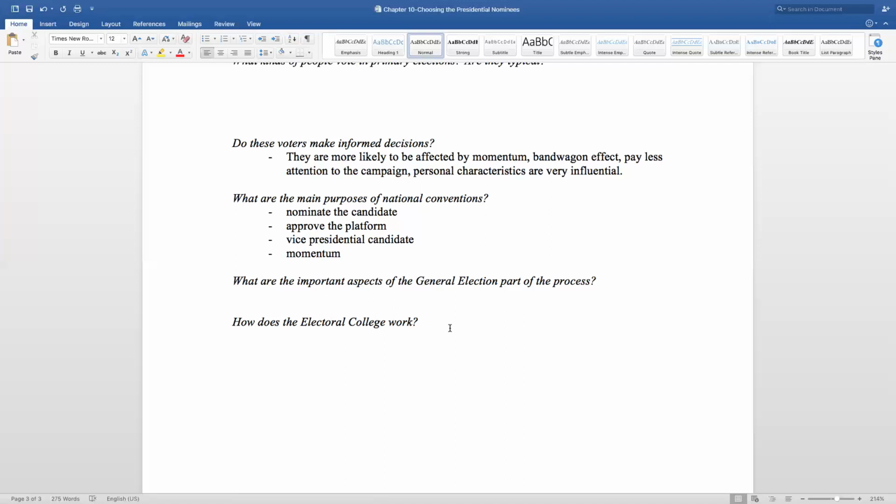Anyways, that's the 5 steps of the presidential nomination process. Hopefully that was helpful in thinking about the system and how it works and what you can expect in presidential elections.